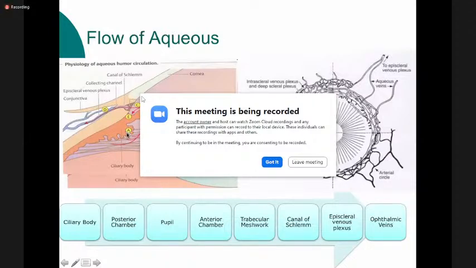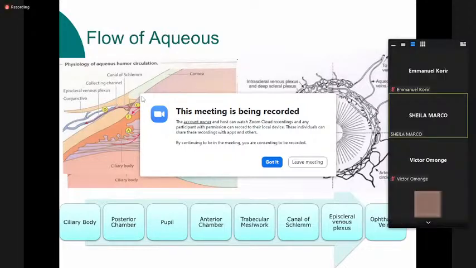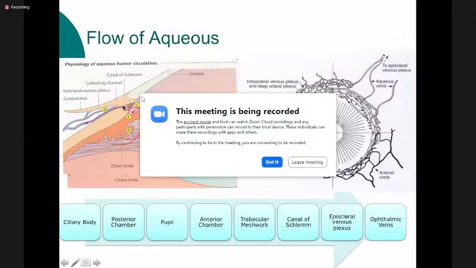The aqueous is formed in the ciliary body and it flows into the posterior chamber, then out through the pupil and into the anterior chamber. The anterior chamber is the space between the cornea and the anterior surface of the iris. And from the anterior chamber, it exits the eye through the trabecular meshwork. This is a sieve-like structure which is found circumferentially at the junction of the cornea and the iris. So from the trabecular meshwork, the aqueous moves out through a canal called the canal of Schlemm, and then out through the episcleral venous plexus and is absorbed into the ocular circulation.